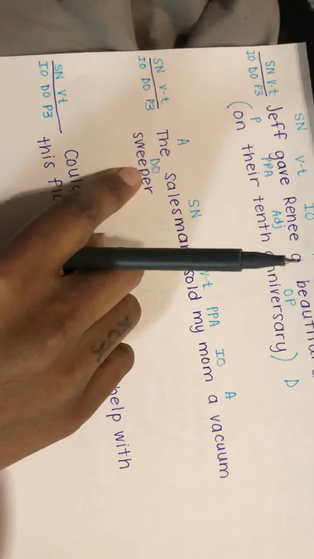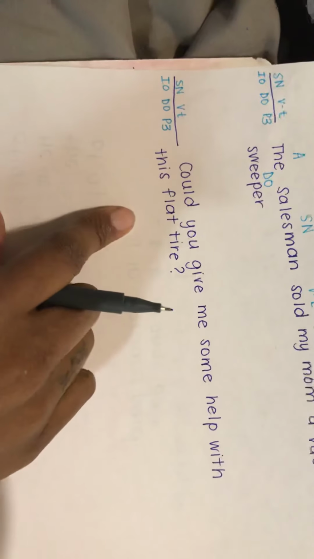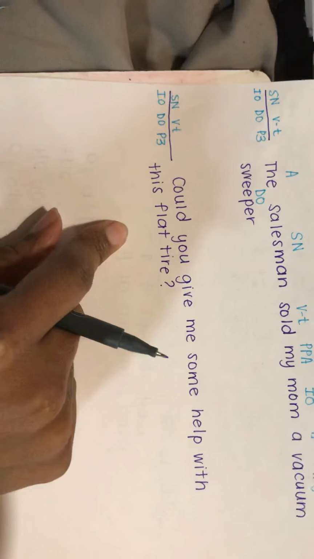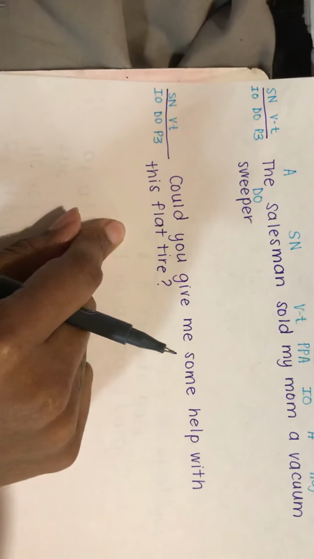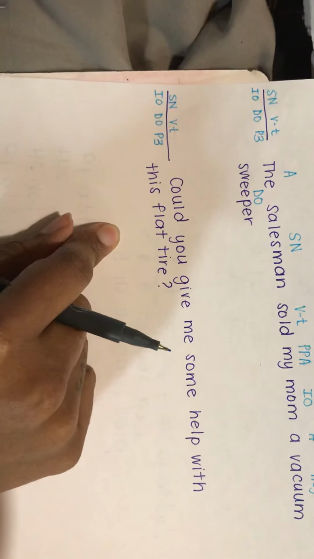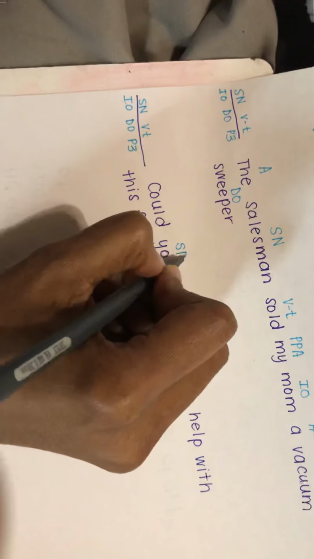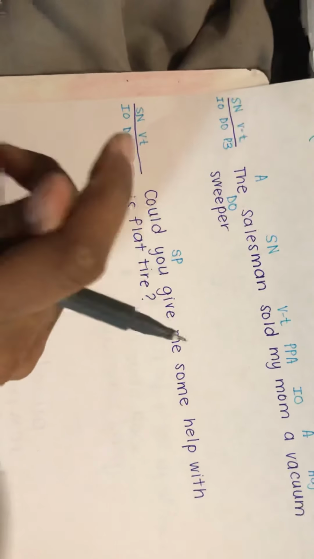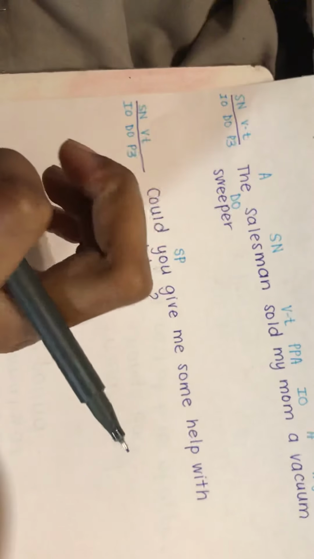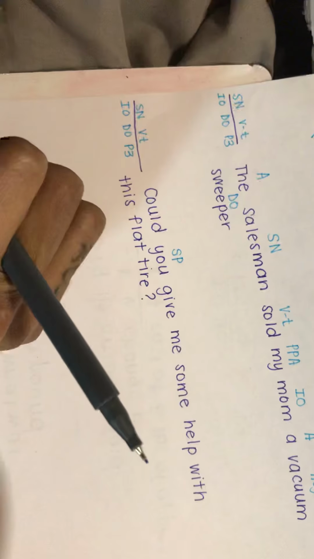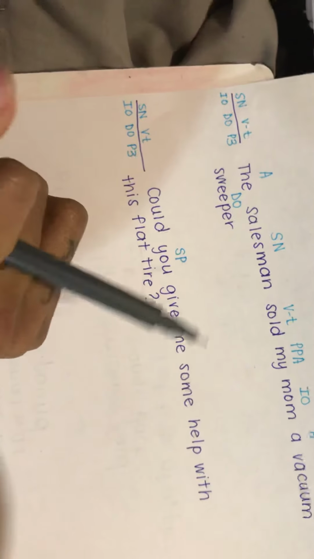Next sentence, boys and girls. Could you give me some help with this flat tire? Who could give me some help with this flat tire? Who could? Could you? So you, SP. What is being said about you? You could.